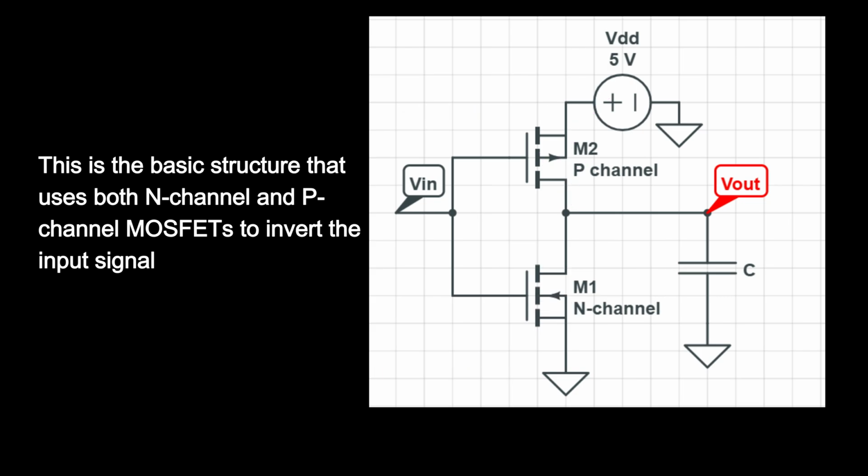And that's how the CMOS inverter works. By switching between high and low input voltages, it inverts the signal at the output.